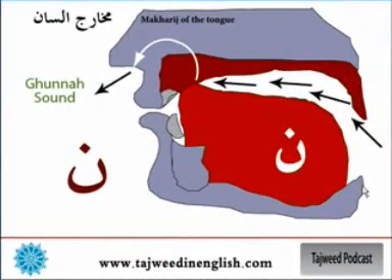So the air flows and comes through the oral cavity and moves forward. The tip of the tongue hits behind the incisors here, and when it hits, the air of course escapes from the nostrils, and that ghunna is formed and is sounded from the nostrils and the nose.